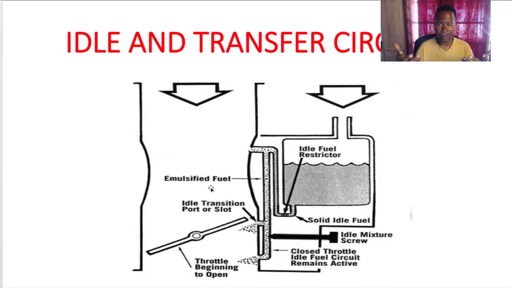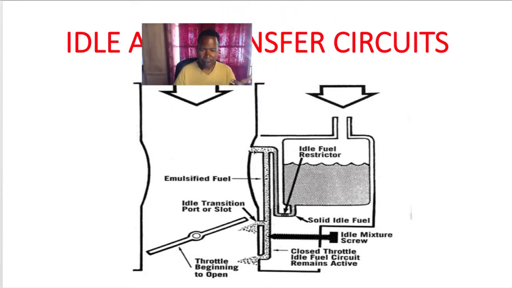Emulsified is when you add two products together that usually don't go together. In this case, air and fuel. So this part right here, I'm going to mix the air and fuel. Air is coming this way. Fuel is coming through this port here. We're going to mix the two together. Air and fuel are going to go down this port here.